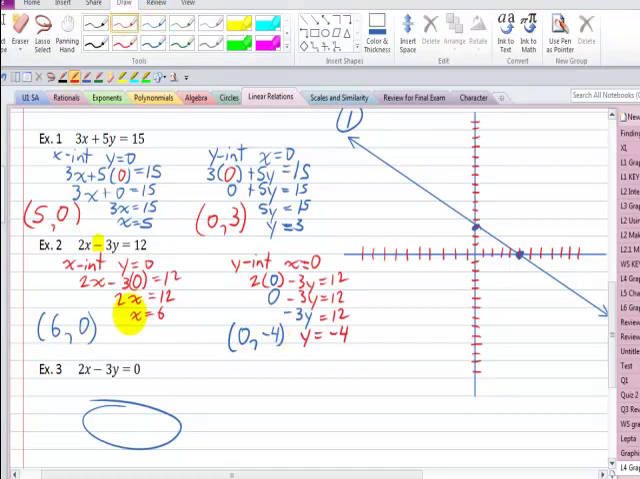Now I'm just going to use x equals 6. 2, 4, 6 right here. And negative 4 for my y is right there. There we go. Nice long line.